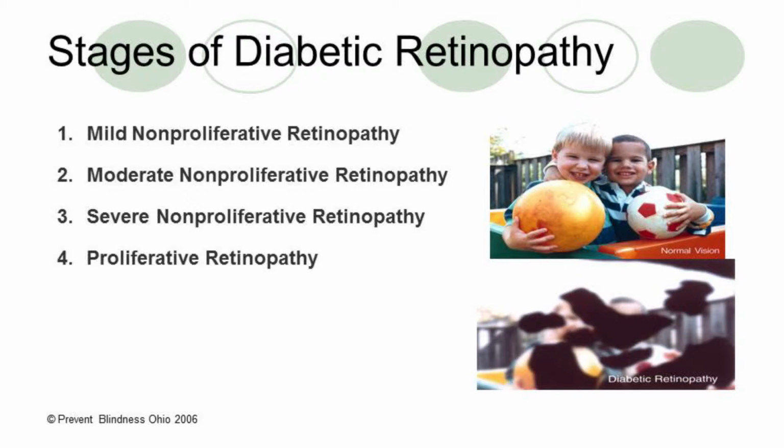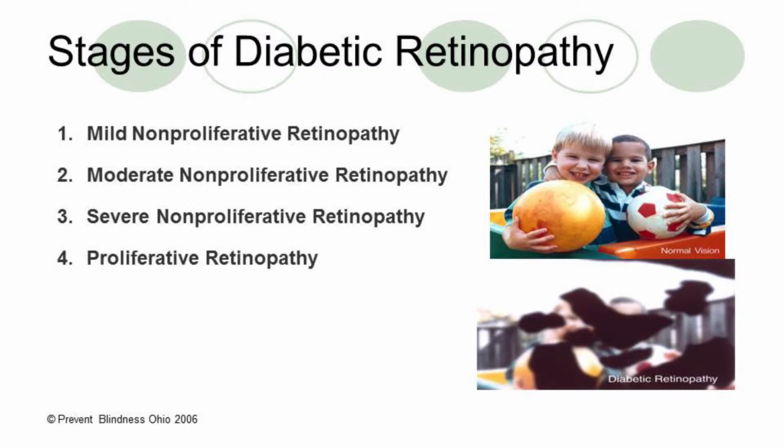The second stage is moderate non-proliferative retinopathy. Some of the blood vessels that nourish the retina become blocked. This third stage is called severe non-proliferative retinopathy. Many more blood vessels are blocked, depriving several areas of the retina of their blood supply. These areas of the retina send signals to the body to grow new blood vessels for nourishment.